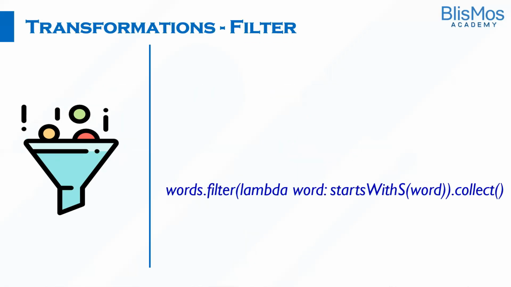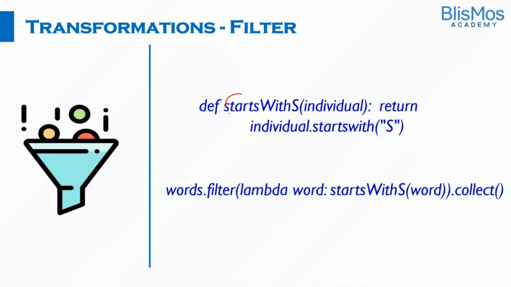For example, here we have a function. The function name is starts with. This function is going to identify all the words which are starting with yes. So we have defined a function. That is the first thing. The next, this is an RDD here.